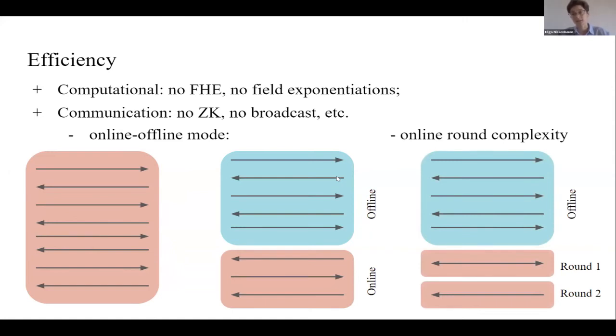For some settings, the number of rounds, that is the phases when the parties can send messages in parallel, is crucial. Our protocol has only 2 online rounds, which is fewer than any other MPSI protocol. Other existing MPSI protocols have a minimum of 3 online rounds.